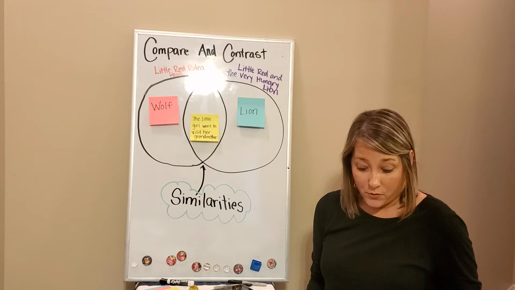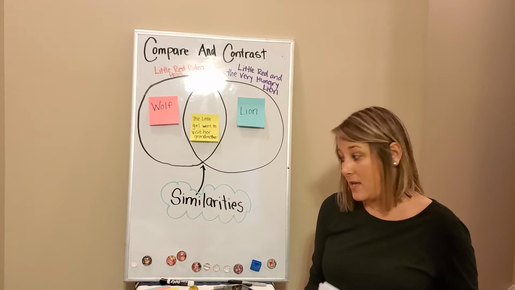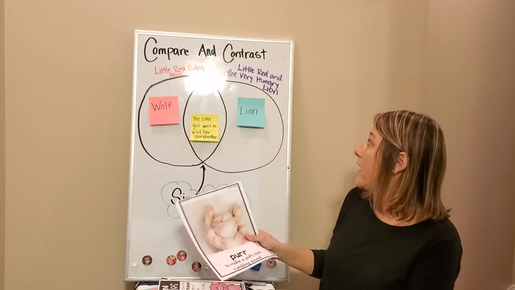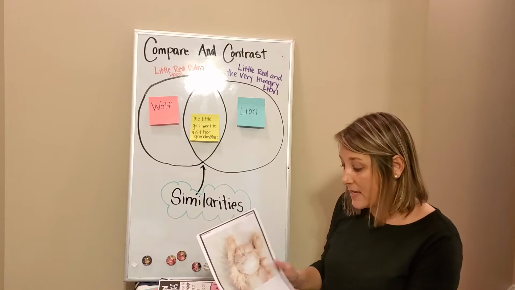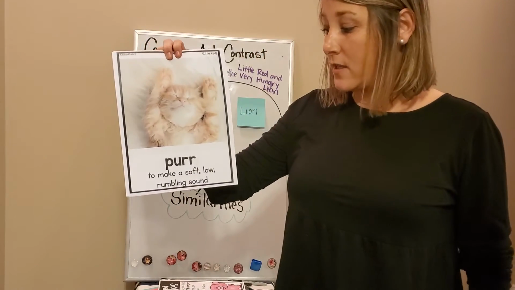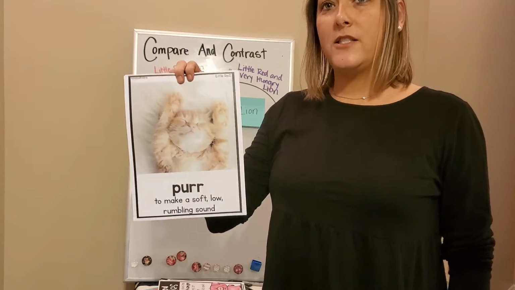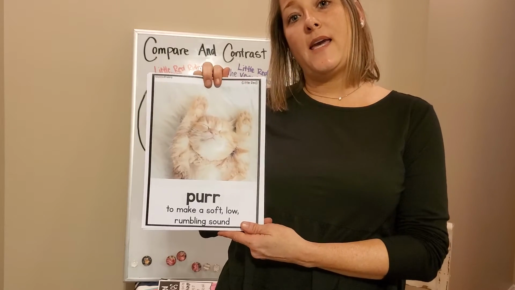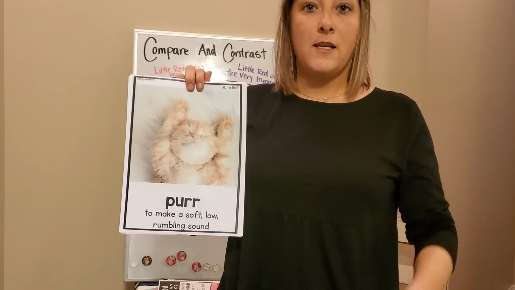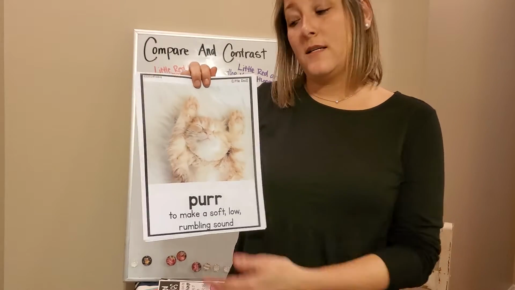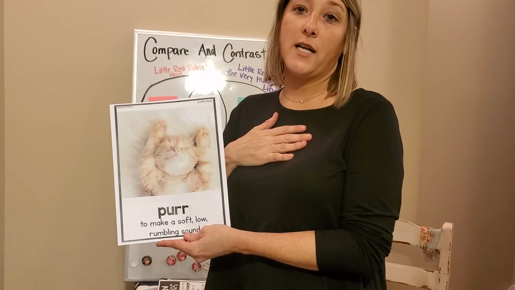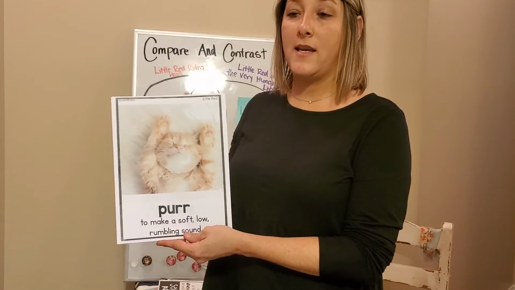So right now I'm going to review the vocabulary words that we have for Little Red and the Very Hungry Lion. The first one is purr. We talked about this yesterday: to make a soft, low, rumbling sound. If I was going to use that word in a sentence, I might say, the cat walked up to me and I heard him purr. When a cat is purring, they are happy, they are content. So that is a noise that they make to let you know that.